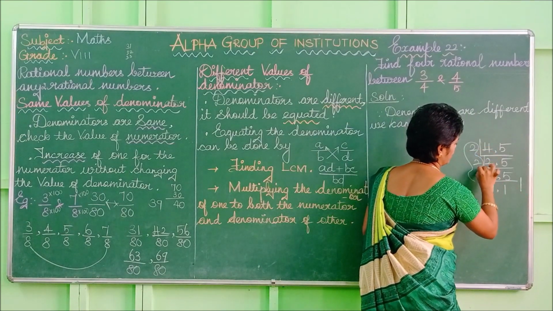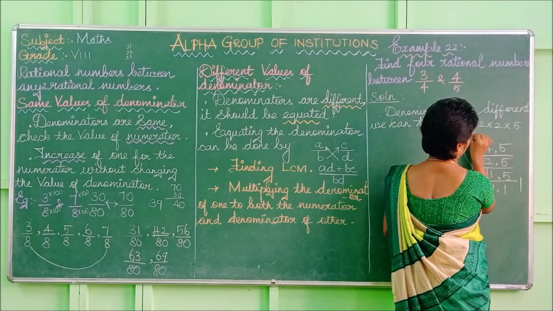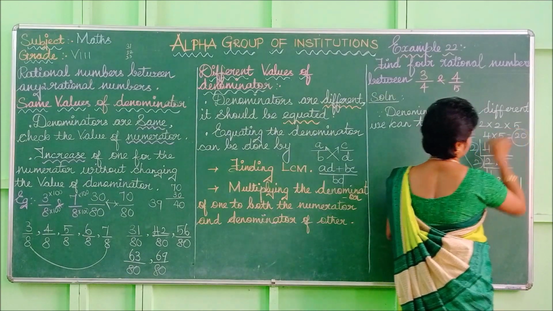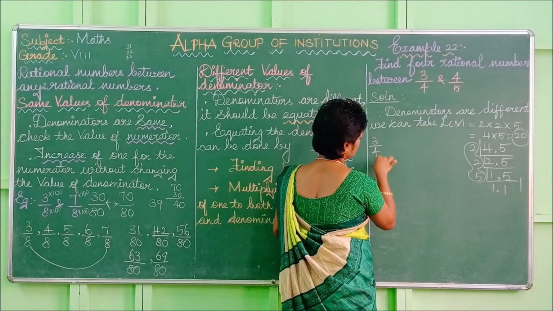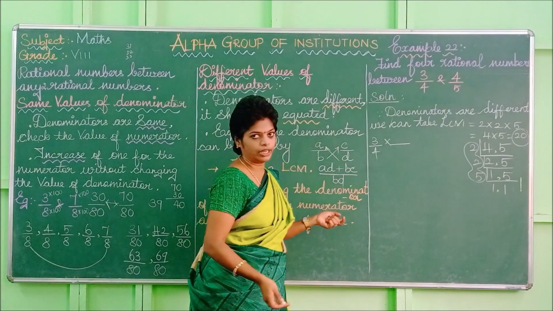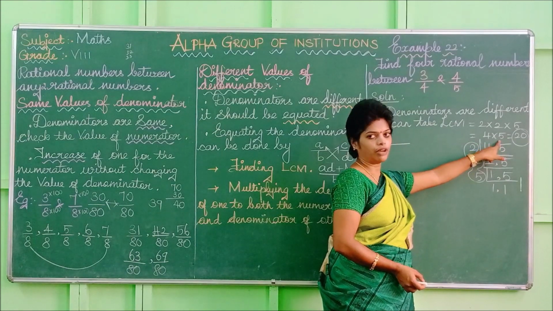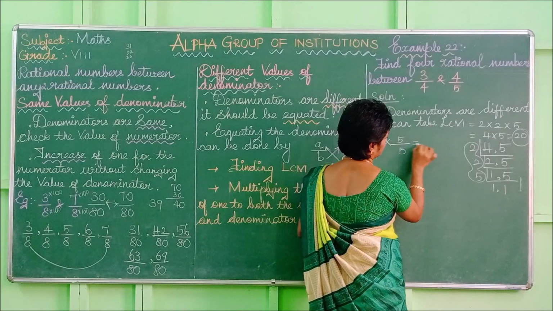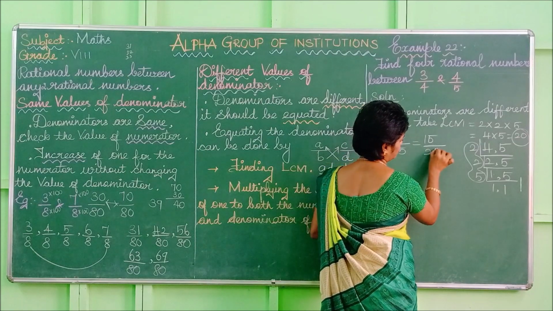Now multiply these values. So 2 into 2 into 5, our value is 4 into 5, which is equal to 20. 20 is the LCM. So you have to change the denominator 4 into 20. When 4 changes into 20, you multiply that value with 5 only. So both numerator and denominator are multiplied with 5. 3 fives are 15, then 4 fives are 20.